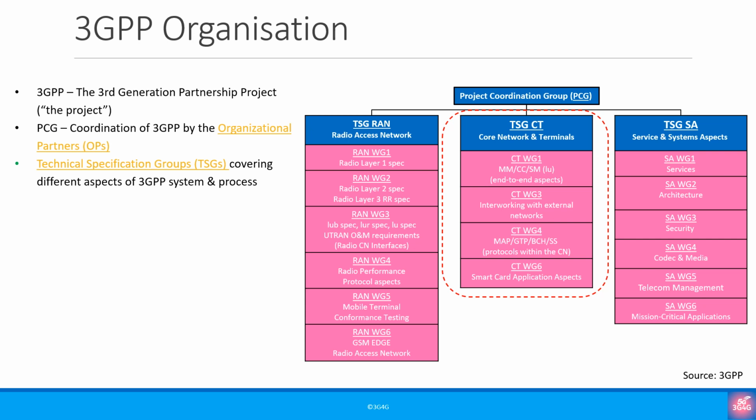CT WG1 or CT1 is responsible for user equipment and core network protocols like mobility management, call control, session management, etc. CT3 is responsible for interworking with external networks and policy and charging control. CT4 is responsible for core network protocols like mobile application part, GPRS tunneling protocol, broadcast channel, supplementary services, etc. CT6 is responsible for smart card application aspects like SIM, USIM, iSIM, and a lot more.